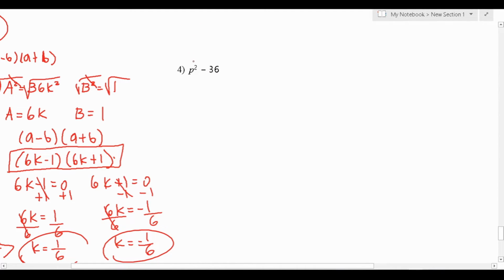Again, right away, we should know that this is the difference of squares, which is of the form a squared minus b squared. So we know the solution is going to be a minus b, a plus b. That said, we have to figure out what a and b are before we can plug them in. Again, a squared corresponds to p squared, whereas b squared corresponds to 36.